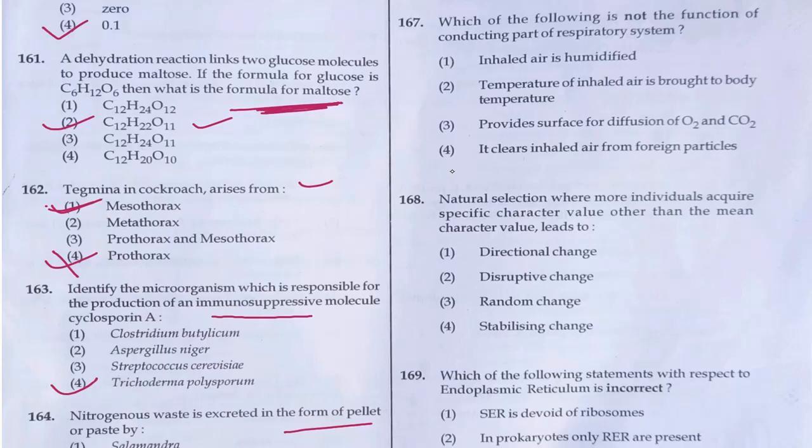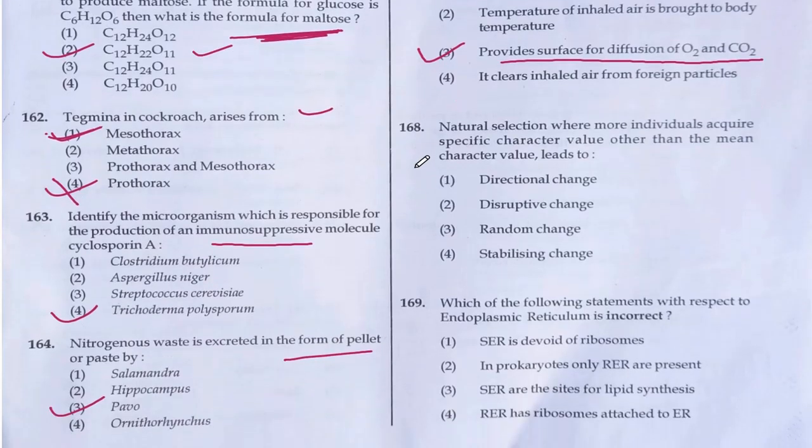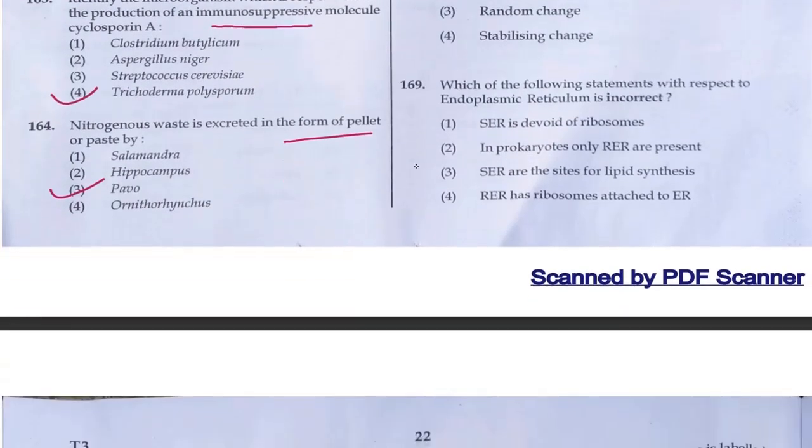Question number 167. Which of the following is not the function of the conducting part of the respiratory system? That is not a function: providing the surface for diffusion of O2 and CO2. So option 3 will be the correct one. Coming to question number 168. Natural selection where more individuals acquire a specific character value other than the mean character value will lead to directional change. Coming to question number 169. Which of the following statements with respect to endoplasmic reticulum will be incorrect?